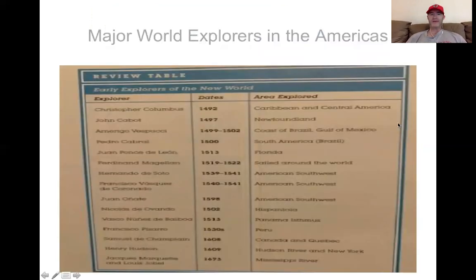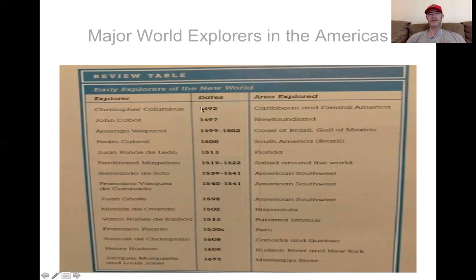So just a real quick thing for those of you wondering what is a good basic list of some of these really important explorers. Now, keep in mind, some of these are going to represent the Spanish crown. Some of them are going to represent France, like Samuel de Champlain. Others are going to represent the crown of England, right?